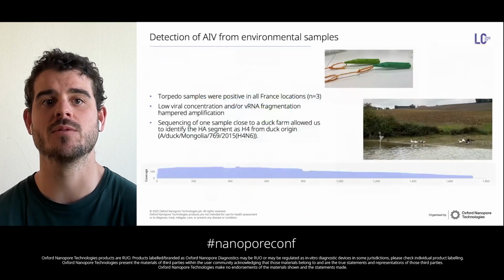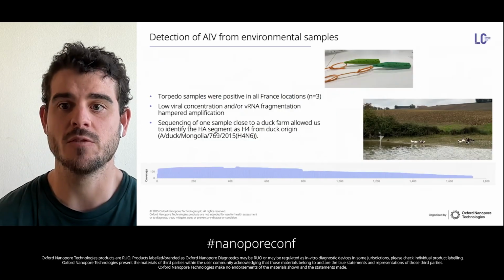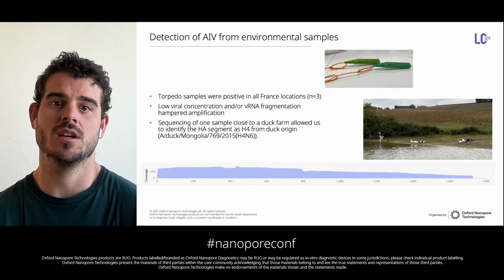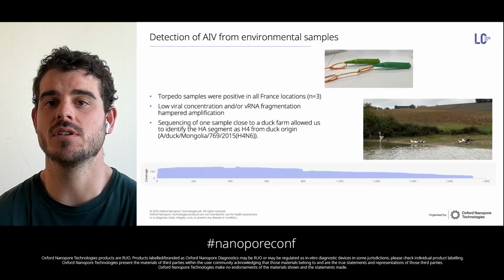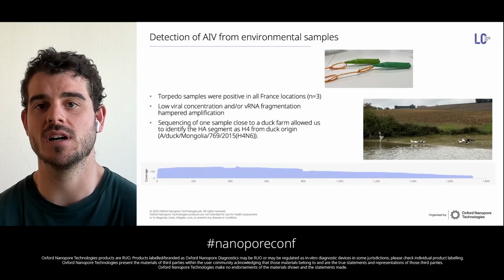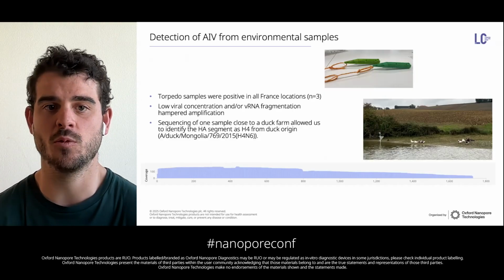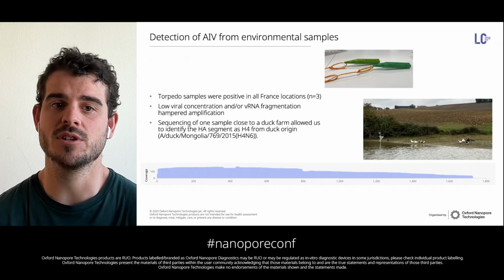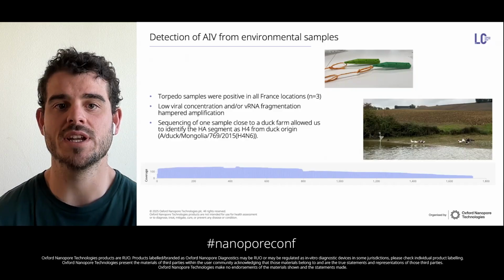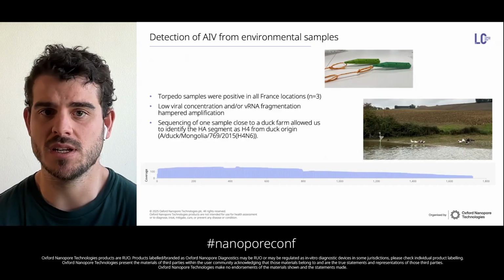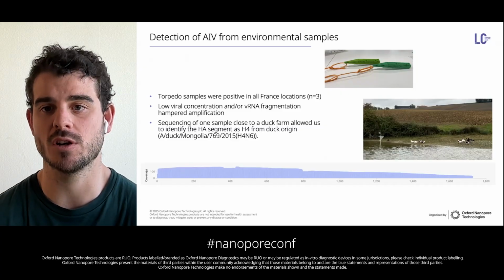So with these devices, we were able to detect influenza from all the wetlands in the French locations that were close to duck farms. However, the virus detected there was in low viral concentration and with fragmented RNA, which hampered our amplification with the universal primers that I explained before. However, we were able to sequence the hemagglutinin segment from one of the samples, and this showed us that it was clustering very close to an H4, so a low pathogenic strain from duck origin. That makes sense because, as I explained before, these wetlands were close to duck farms.